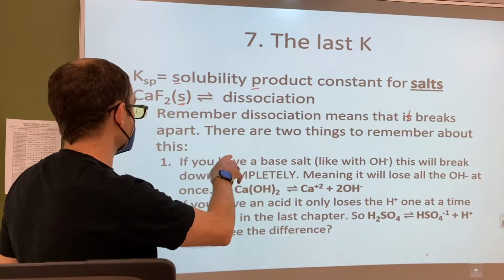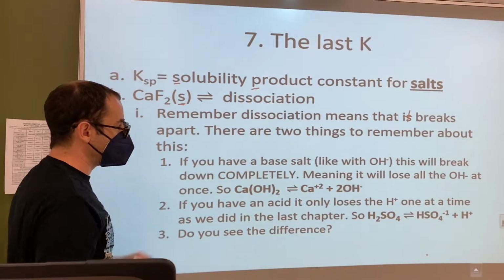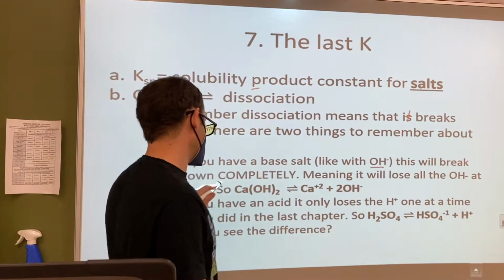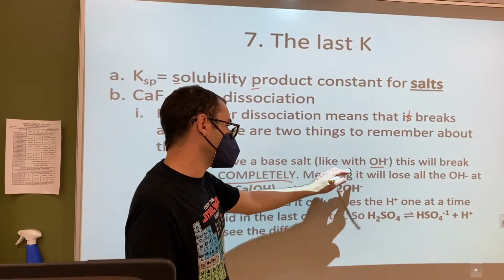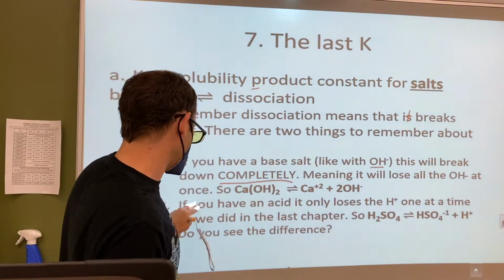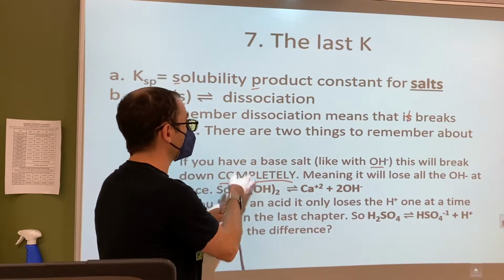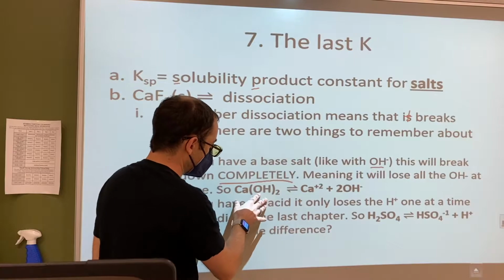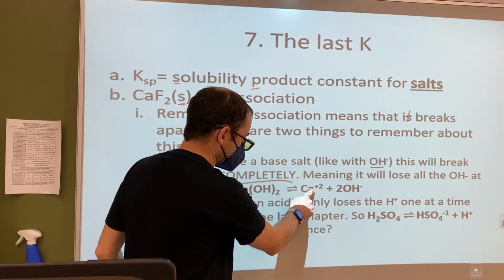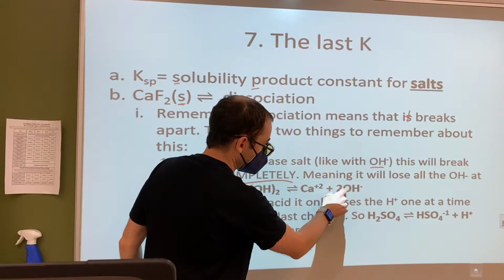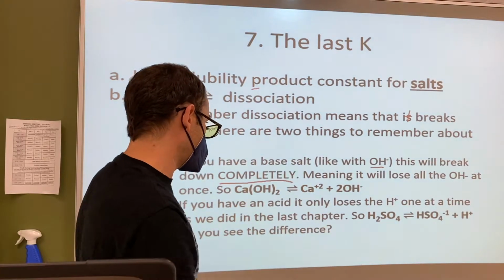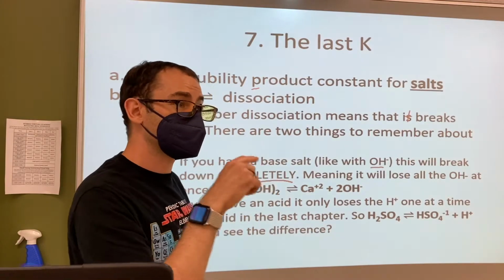There are two things to remember about this. If you have a base salt like OH minus, this will break down completely, meaning it will lose all of its OH minus at once. So here's an example of what the dissociation of calcium hydroxide would look like. You would break it apart, so you'd have calcium plus 2, and then 2 OH minuses, all right?